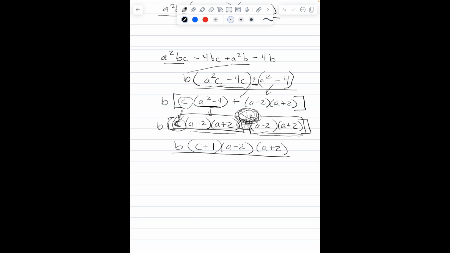There's nothing else to factor out of C plus 1 or out of A minus 2 or out of A plus 2. So it's B times the quantity C plus 1 times the quantity A minus 2 times the quantity A plus 2. Okay, I'm out of breath from that one.